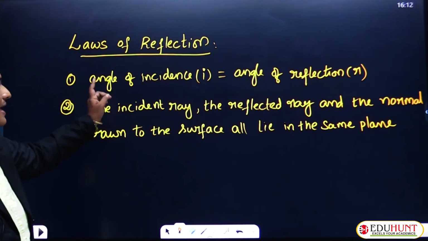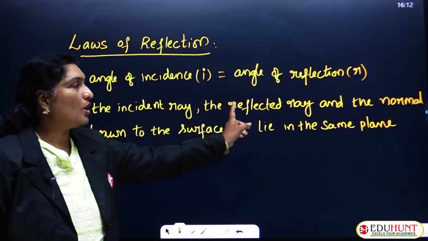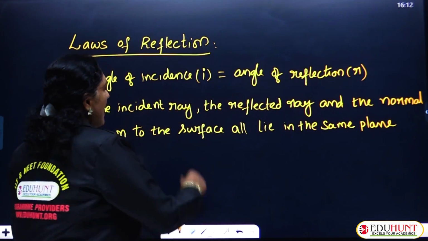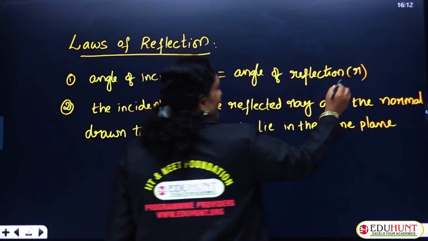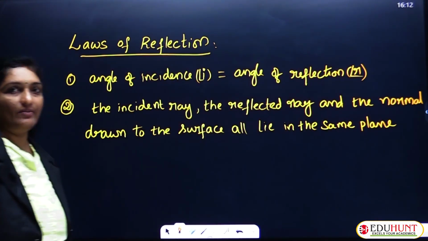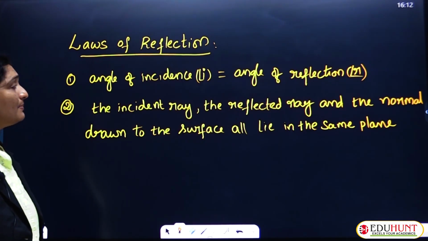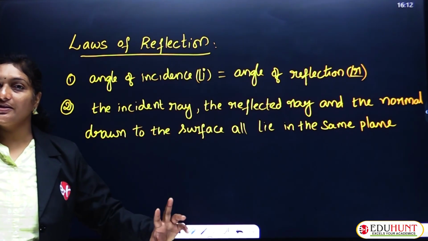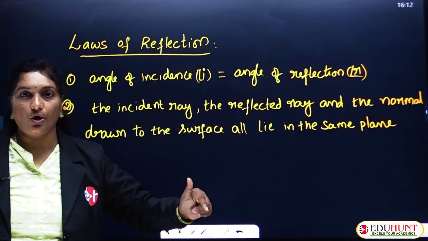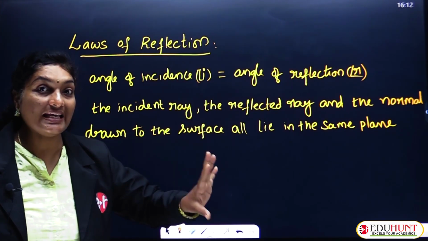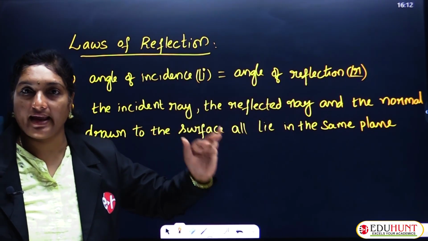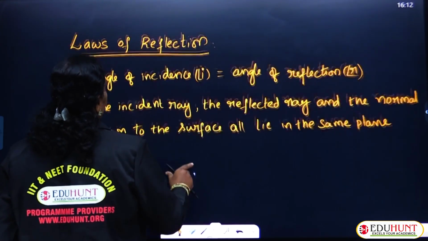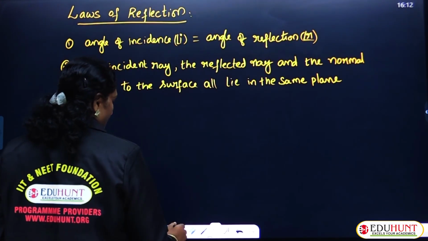So the first one is, the angle of incidence i is always equal to the angle of reflection r. Generally we indicate them as angle i and angle r. Let me discuss it in detail. I have already introduced how an incident ray, the normal and the reflected ray look. These three always lie in the same plane. Let us try to understand the same in a clear way.